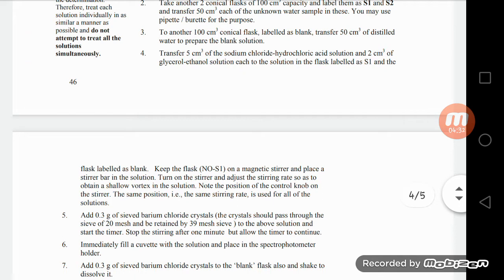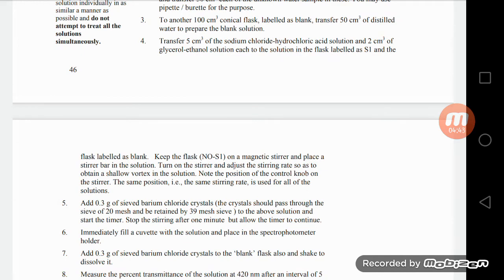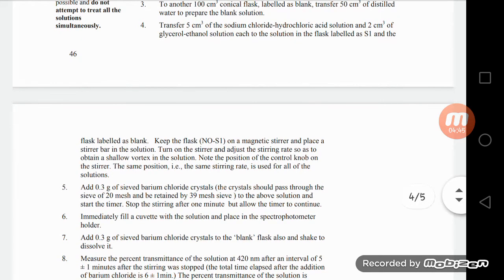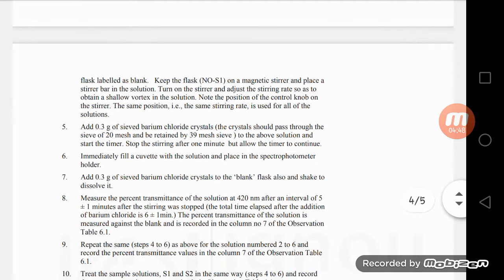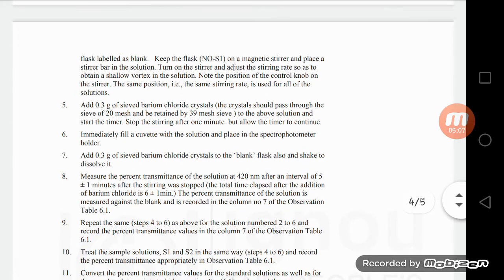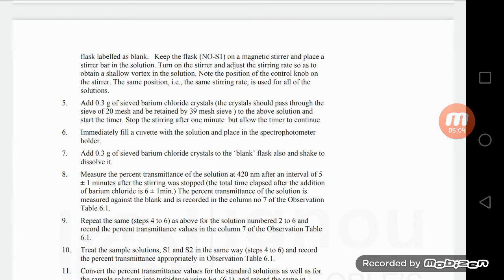Transfer 5 ml of the sodium chloride hydrochloric acid solution and 2 cm³ of the glycerol ethanol solution to the flask labeled as S1 and the flask labeled as blank. Keep the flask on a magnetic stirrer and place a stirrer bar in the solution. Turn on the stirrer and adjust the stirring rate so as to obtain a shallow vortex in the solution. Note the position of the control knob on the stirrer. The same position, that is the same stirring rate, is used for all of the solutions.